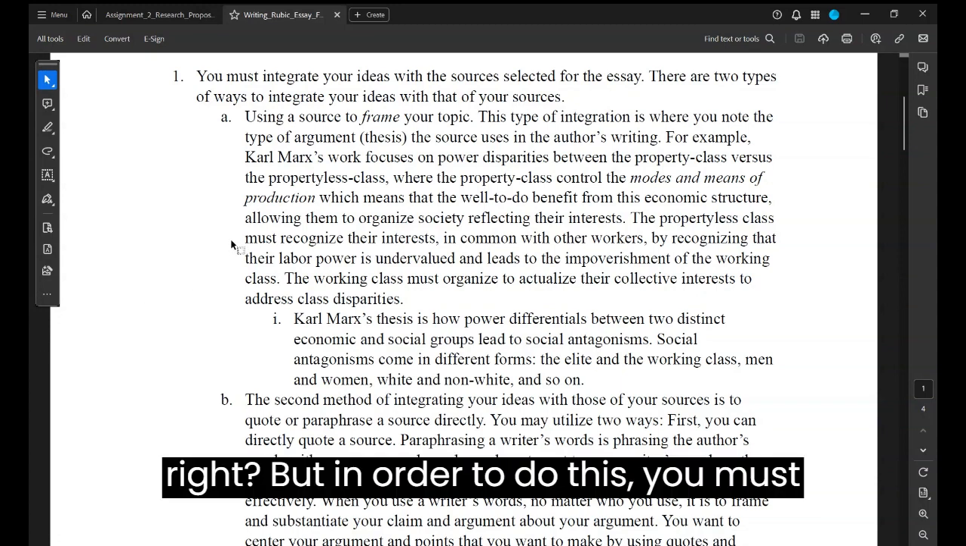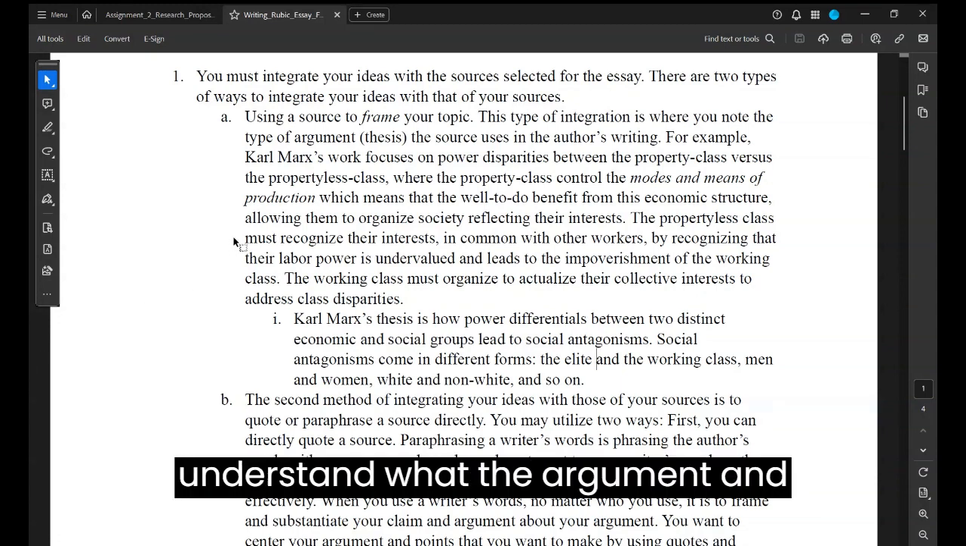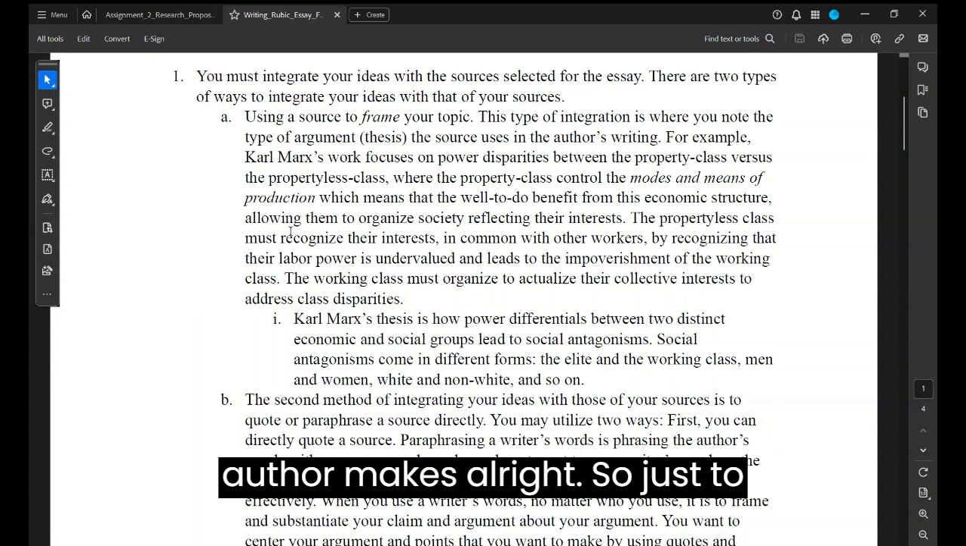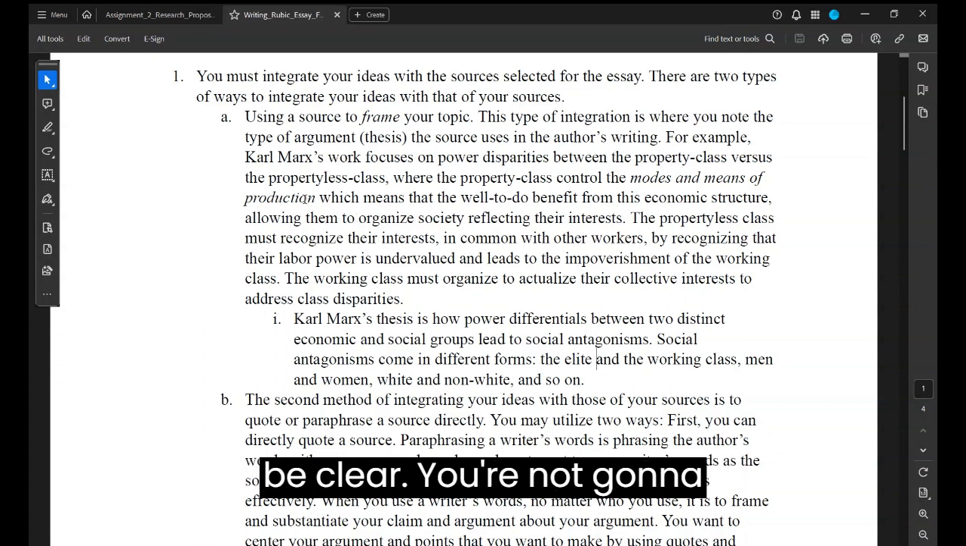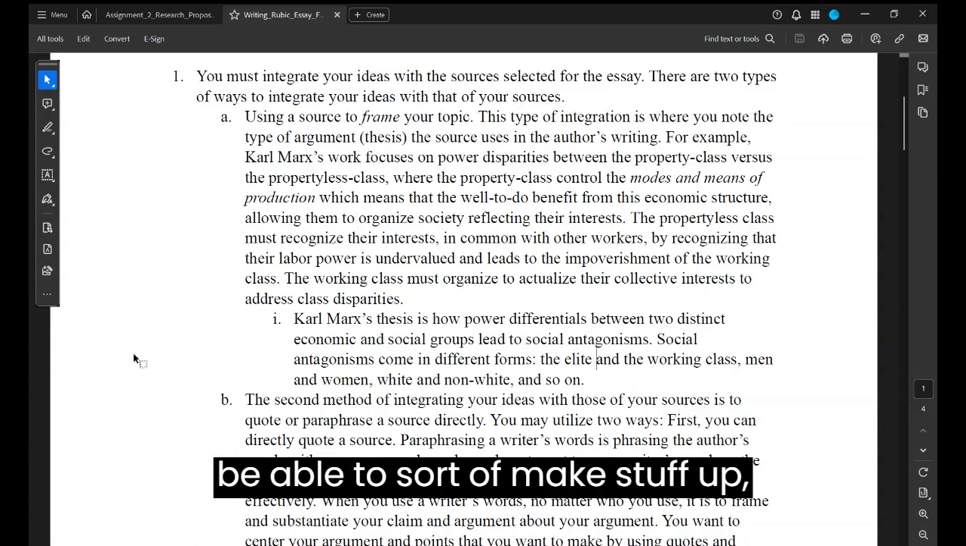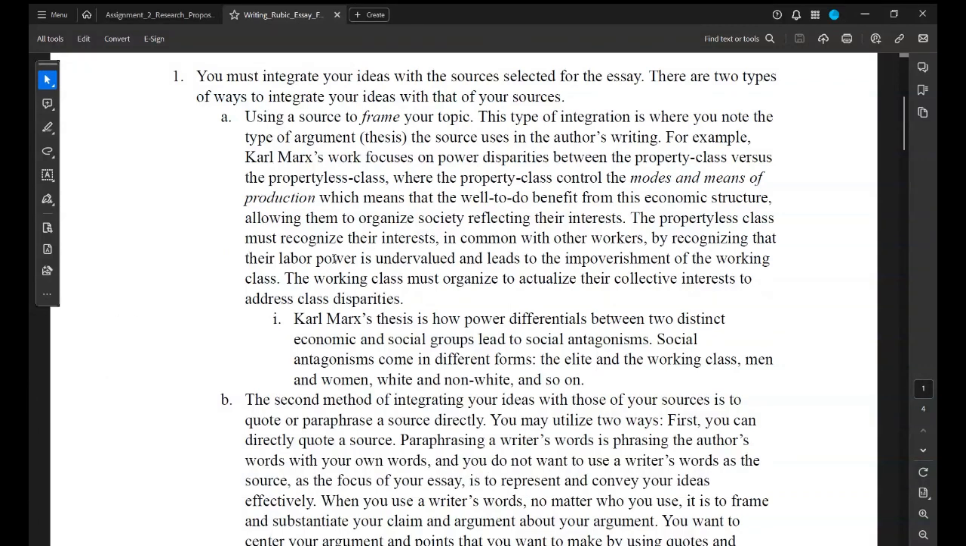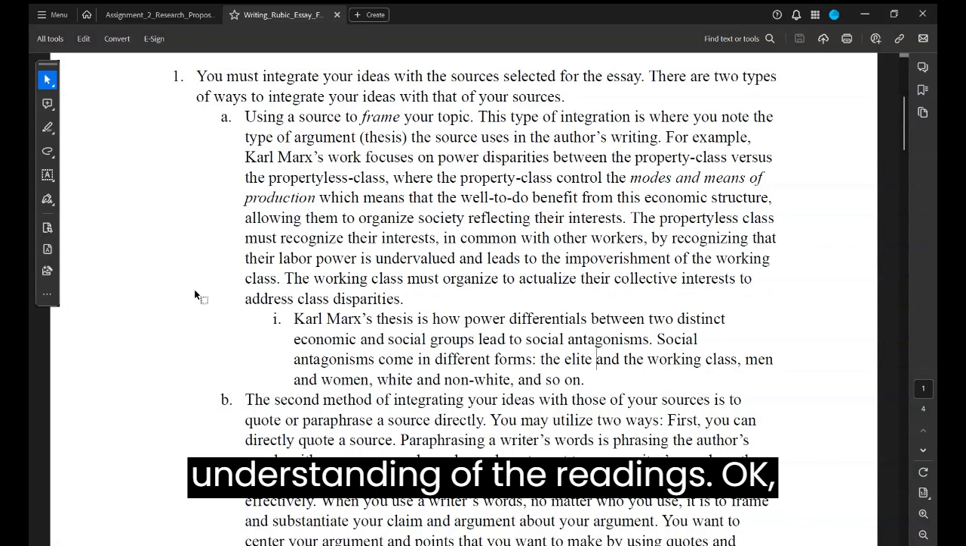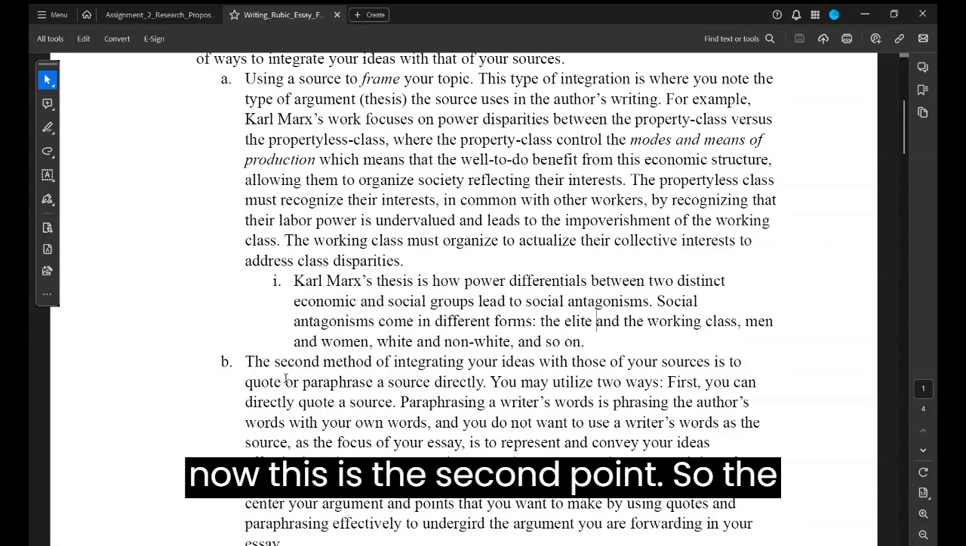But in order to do this, you must understand what the argument is and what the points are that each author makes. All right. So just to be clear, you're not going to be able to sort of make stuff up. So you have to have a really good understanding of the readings. Okay. Now, this is the second point.